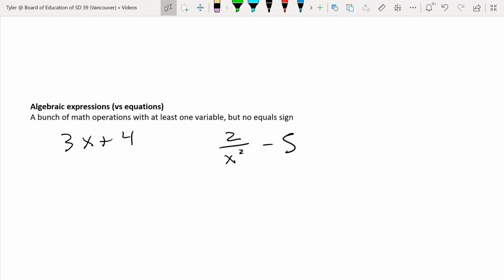Algebraic expressions and equations are different. A lot of the time we've been dealing with equations, which means you have something like 3x equals 12. Okay, and in this situation, you can figure out, oh, x is actually 4. This is called an equation because there's an equal sign.